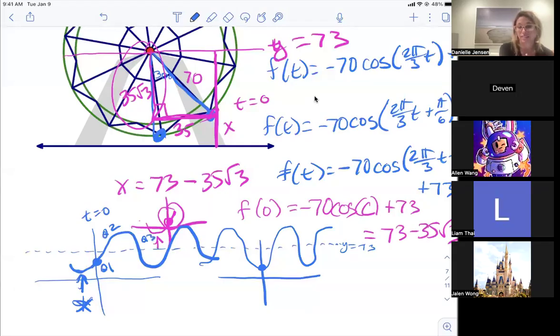That's why C is positive, exactly. That's why it's pi over 6, right? Okay. Thank you.